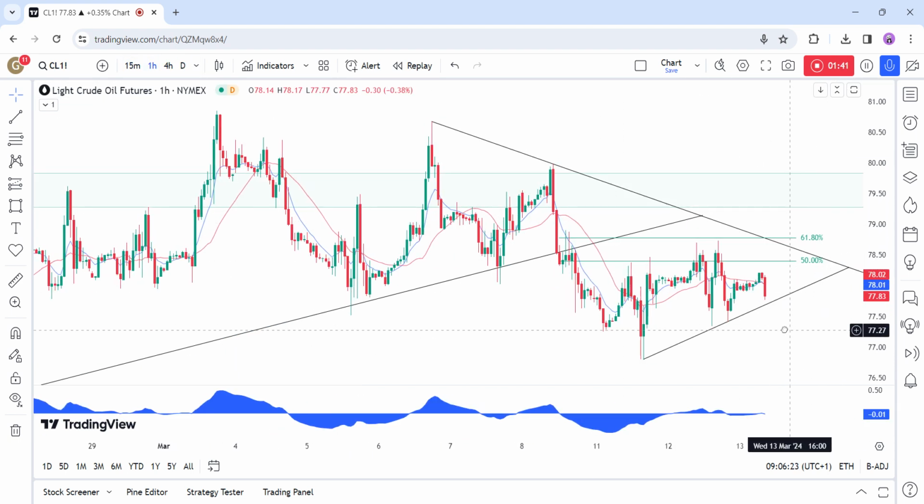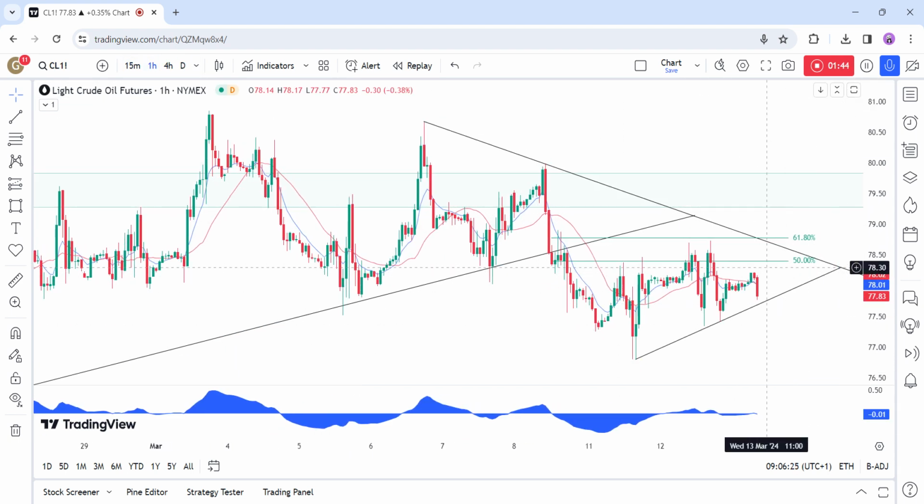On the 1-hour chart, we can see more closely the recent price action with the consolidation around the 78 level. A break below this counter trend line should point to lower prices ahead and see the sellers increasing the bearish bets into the 76 level.